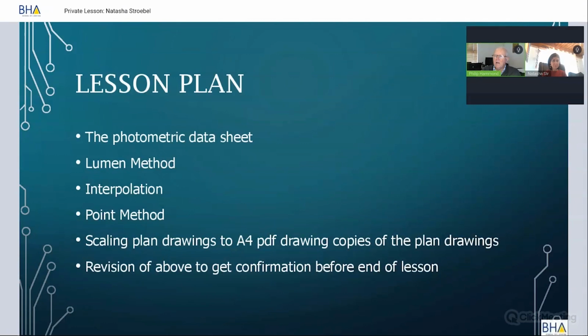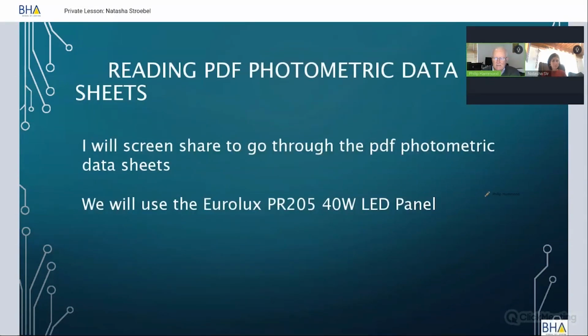You'll learn how to scale plan drawings to an A4 PDF drawing, or vice versa. You have an A4 PDF drawing and you want to scale it to what the full-size paper drawing would be. And then we'll do a little bit of revision at the end. So in the first instance, before we go further, we need to understand what photometric data is.